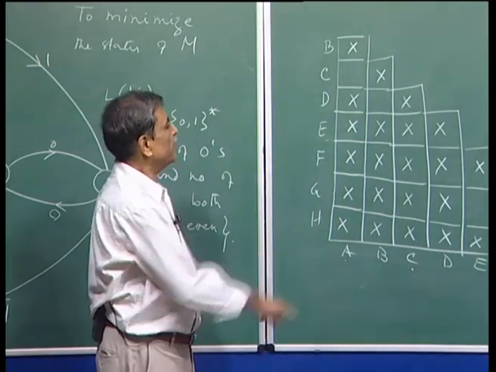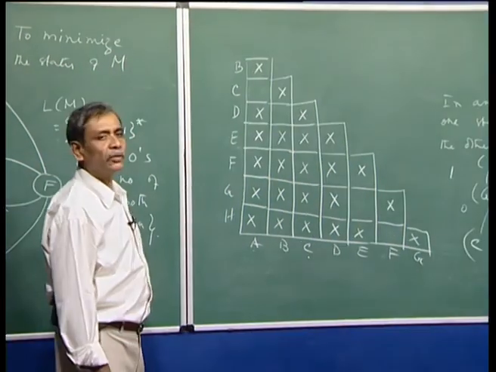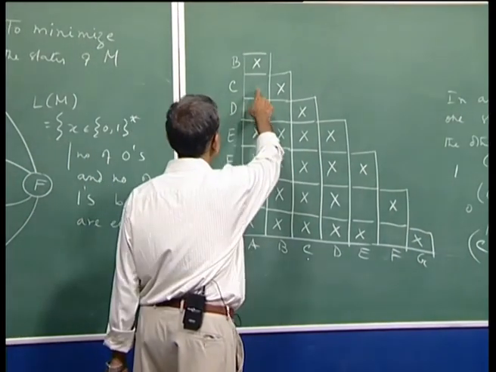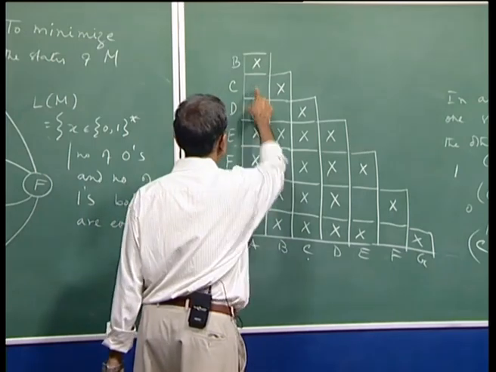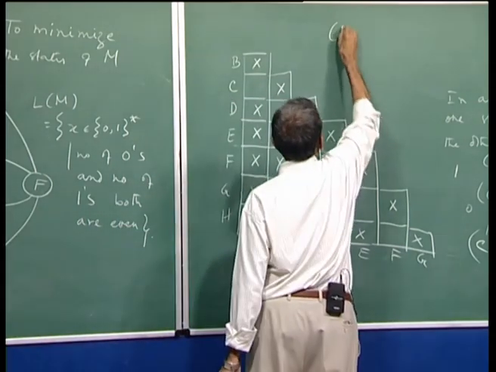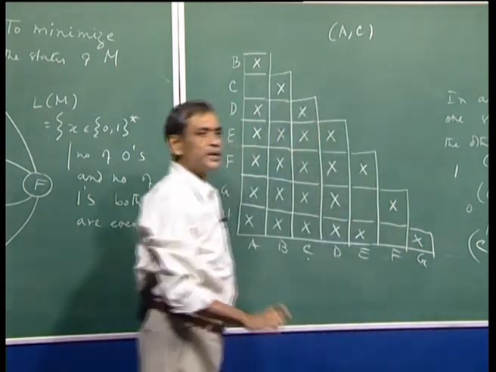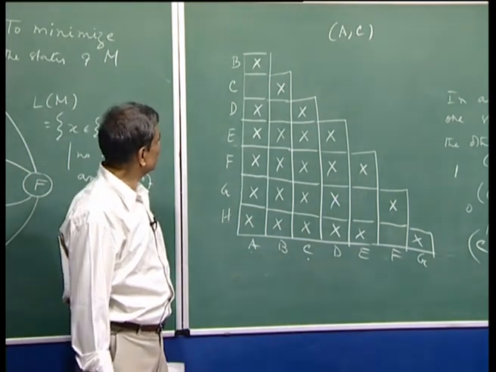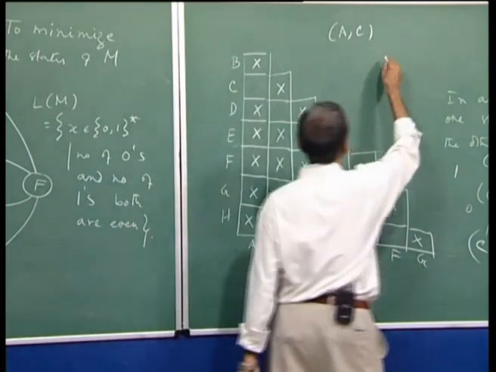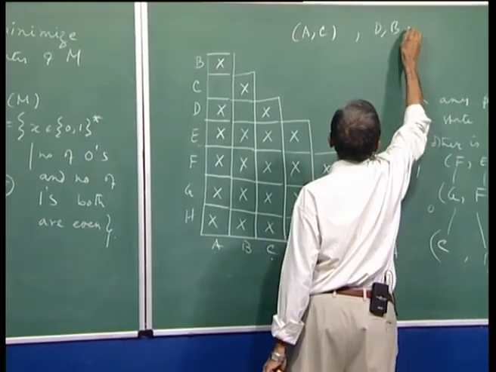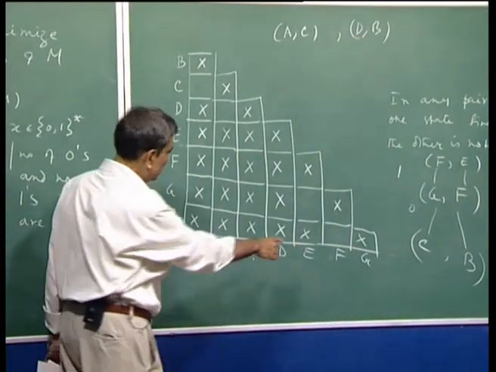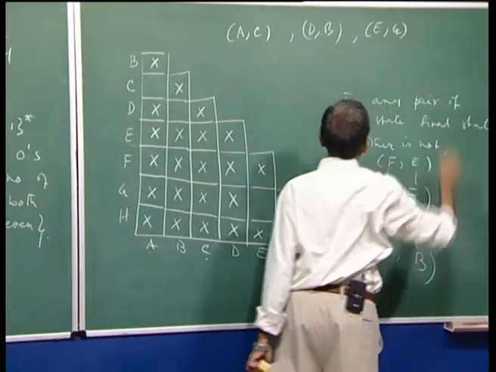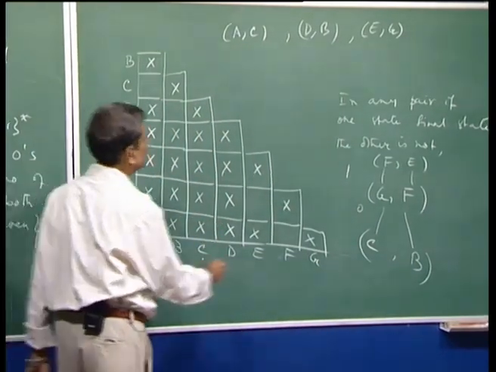Now, if you look at this completed result of our algorithm, then what do we find? That A and C have no cross in this position. So, we know that A and C are not distinguishable, because had they been distinguishable, our algorithm would have put a mark there. Similarly, I know D and B are not distinguishable. And here it shows E and G are not distinguishable, and F and H are also not distinguishable.